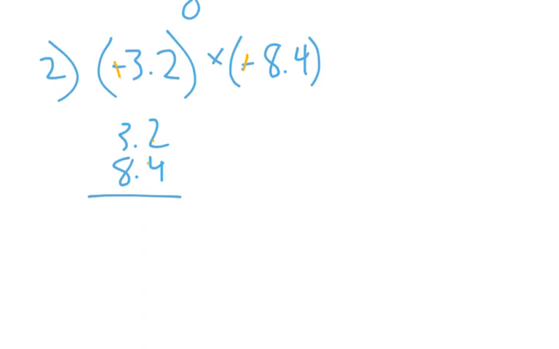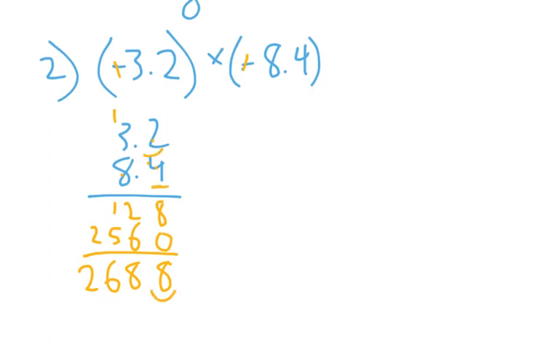So let's see here. 4 times 2 is 8. 3 times 4 is 12. I got 2, 6. Carry a 1. 3 times 8 is 24. Carry that 1 is 25. Now I combine my numbers here. Let's go with 8, 8, 6, 2, and then I have 2 spots after the decimal, so I go 1, 2, and my final answer is going to be a positive 26.88. And so that's how we deal with decimals.